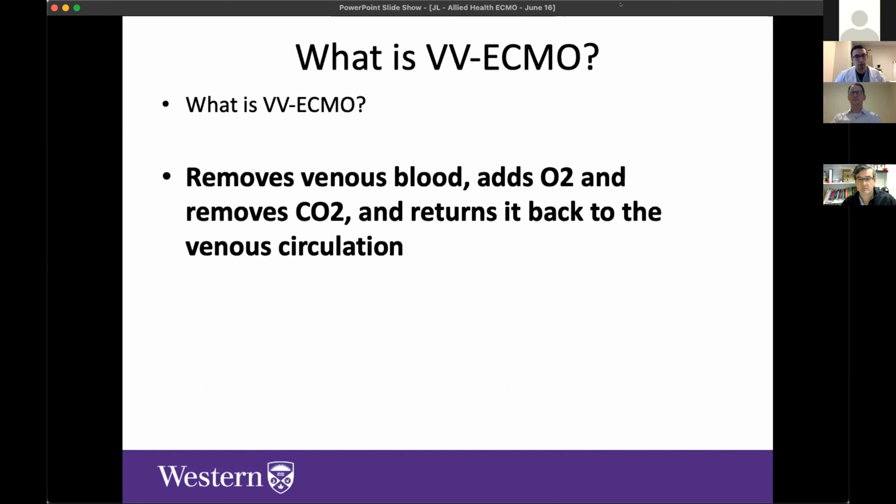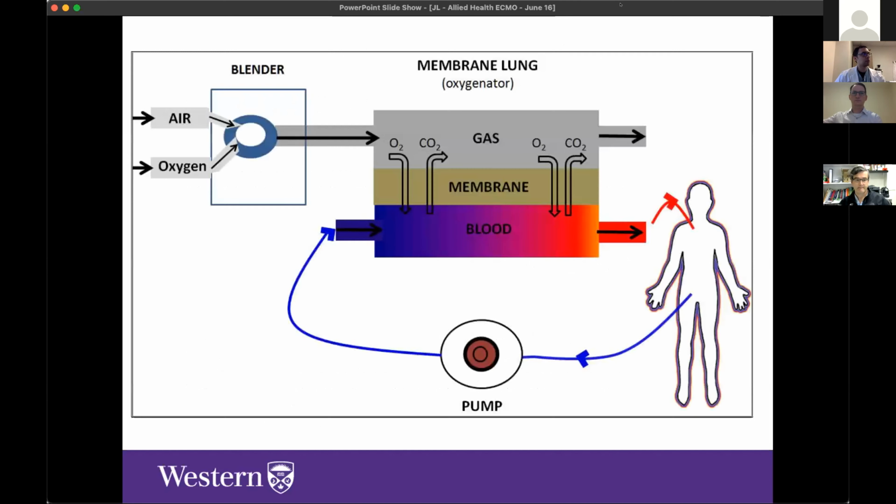And what this accomplishes is that venous blood that's deoxygenated comes out of the body. The oxygenator or the membrane lung will add oxygen and remove carbon dioxide, and then return that back into the patient in their venous circulation.